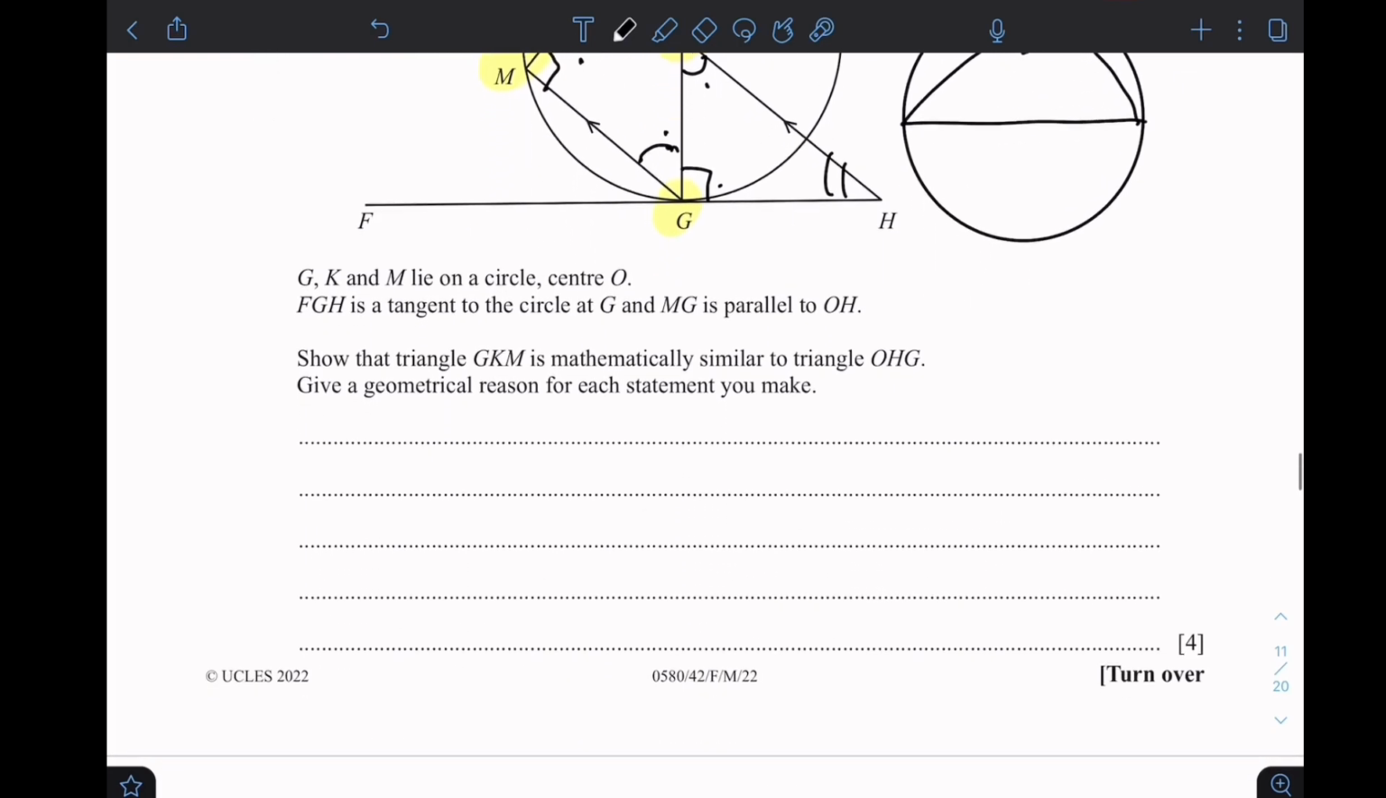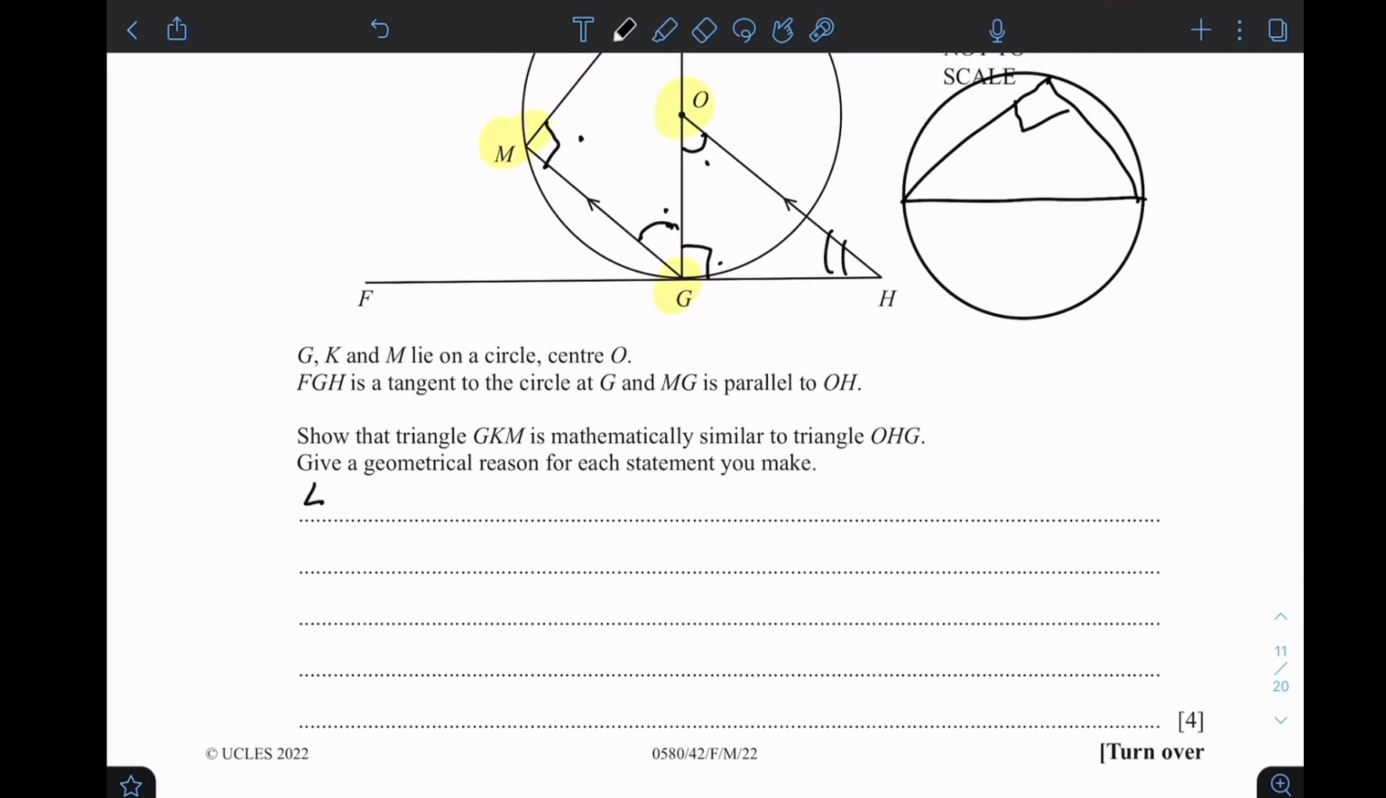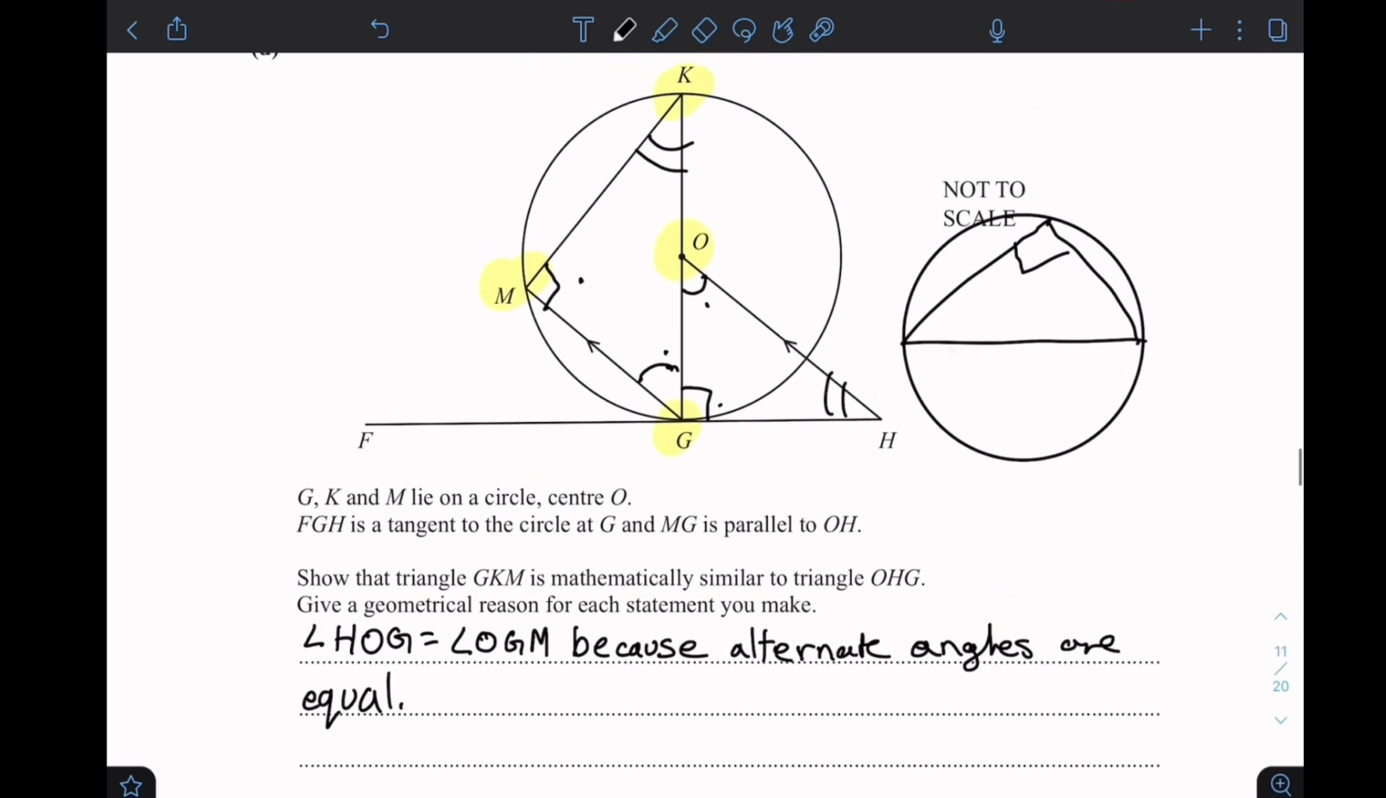Okay, so first point is angle HOG is equal to angle OGM because alternate angles are equal. See, it should be brief. IGCSE doesn't expect you to come out with many paragraphs of explanation. You just need one sentence explaining why this is the reason, and that's all.